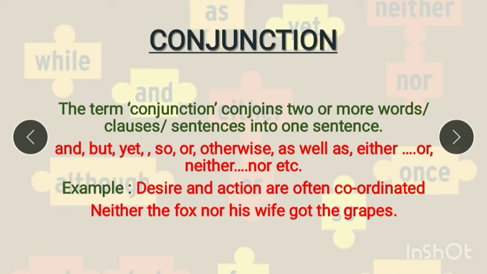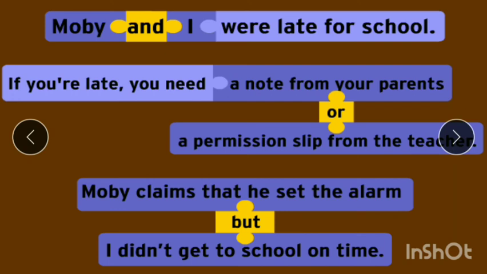Neither the fox nor his wife got the grapes. What does it mean? The fox didn't get the grapes. Also, the fox's wife didn't get the grapes. These two sentences are conjoined with neither nor and form a single sentence. Mobby and I were late for school. Here, and. If you are late, you need a note from your parents or a permission slip from the teacher. Here, or. Mobby claims that he set the alarm, but I didn't get to school on time. Here, but.